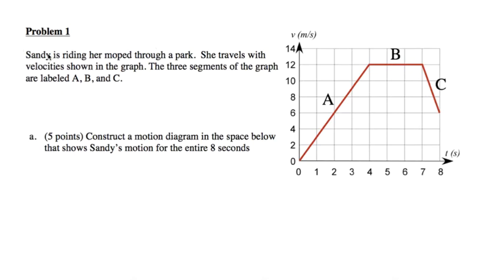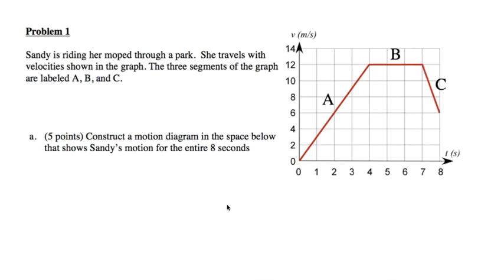Problem 1. Sandy is riding her moped through a park. She travels with the velocity shown in this graph. The three segments of the graph are labeled A, B, and C. So part A asks you to construct a motion diagram in the space below that shows Sandy's motion for the entire 8 seconds, so all 3 segments.